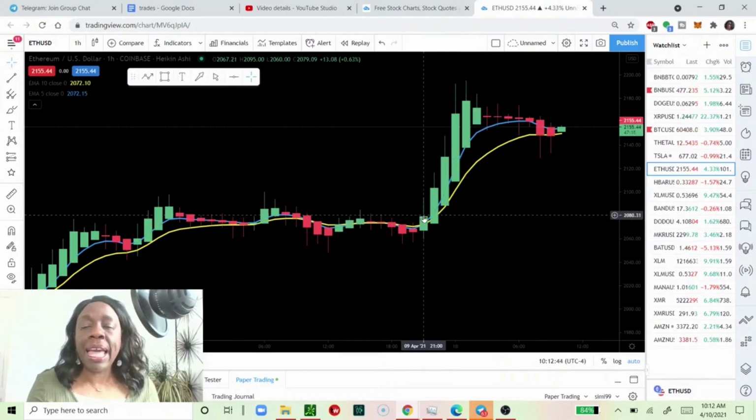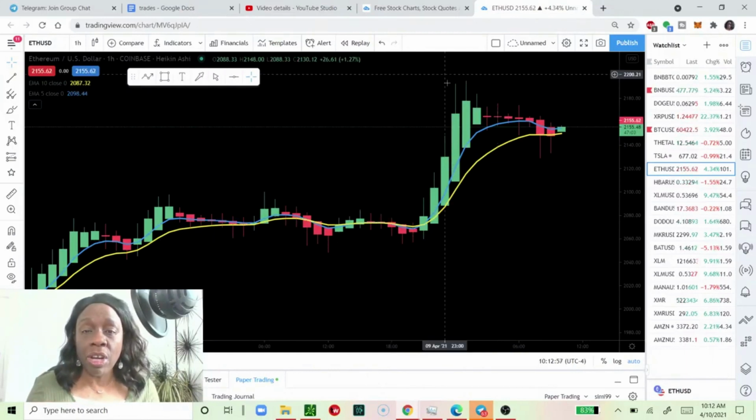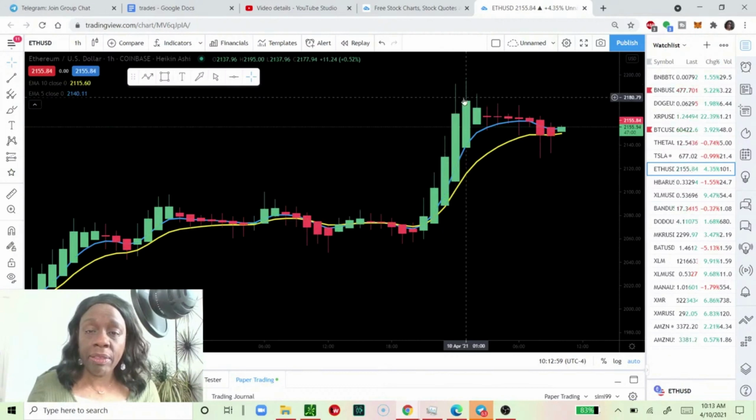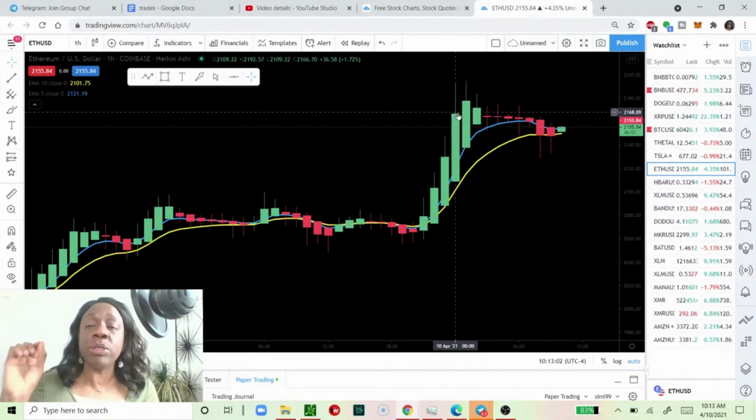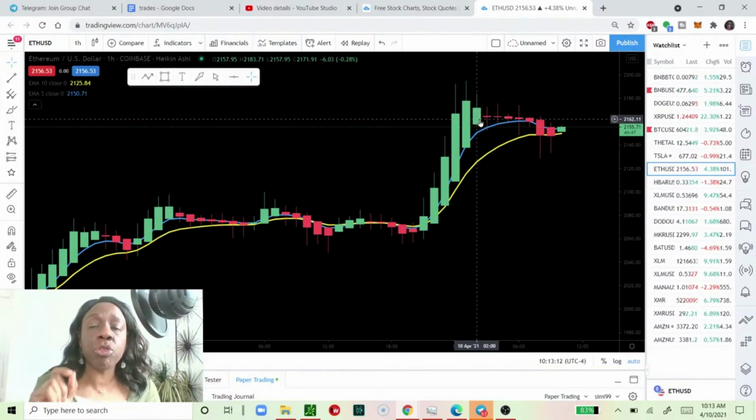Now, a HEIKEN ASHI candlestick with a top wick means that the trend upwards is very strong. So the longer this upper wick, the more the trend is going to continue upwards. Look here, the upper wick is reduced, the body is reduced, which means the trend is slowing down. If you're super conservative with your trades, then you want to maybe start thinking of getting out of your trade when you see a wick like this one.